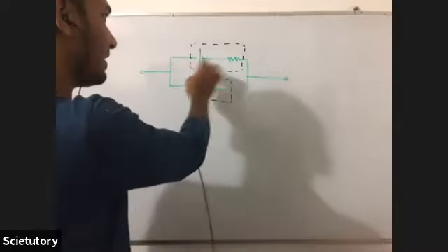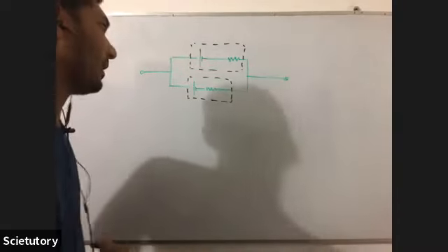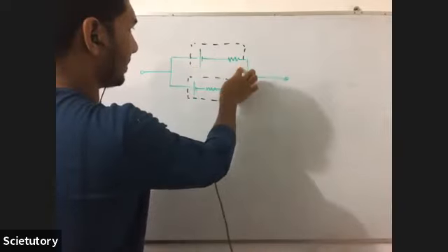So now the resistance is inside the cell, okay? But it can be shown separately also. So now what do you think?